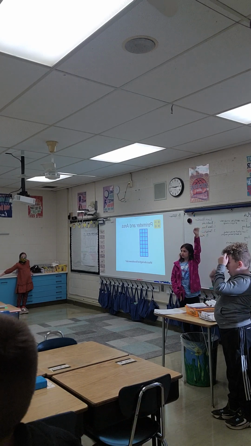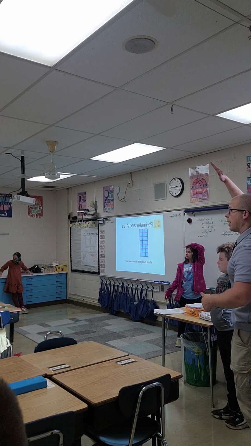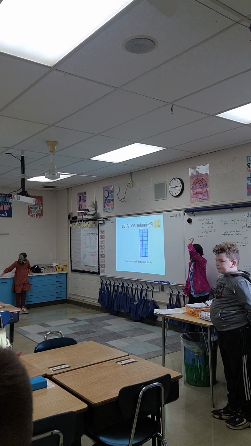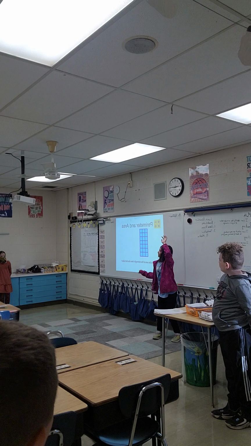Cassidy. We have 7 on one side, 7 on the other, 3 on top, 3. Perfect. What is the sum of the rectangle's 2 shortest sides? Aubrey.